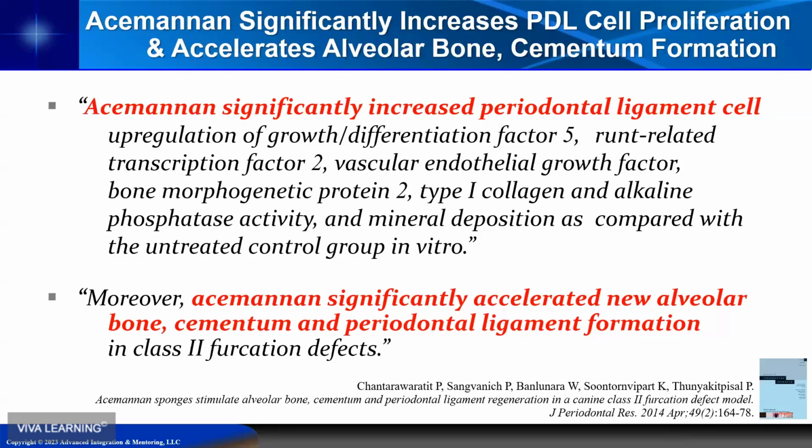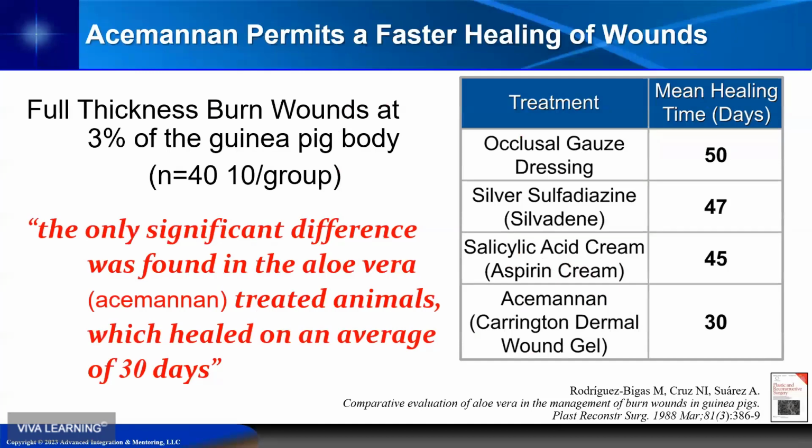Some studies have shown on wound healing that there's a significant difference on allowing burns to heal faster. And you're comparing it to just an occlusal type of gauze dressing, Silvadene, which has always been the mainstay of treatment for antimicrobial gels. Again, the aspirin cream. Notice that the one that has had the greatest effect has been the Ace-Mannan. It's the only one that showed a significant difference that was found in the animals that were treated with this, which healed on the average of about 30 days.